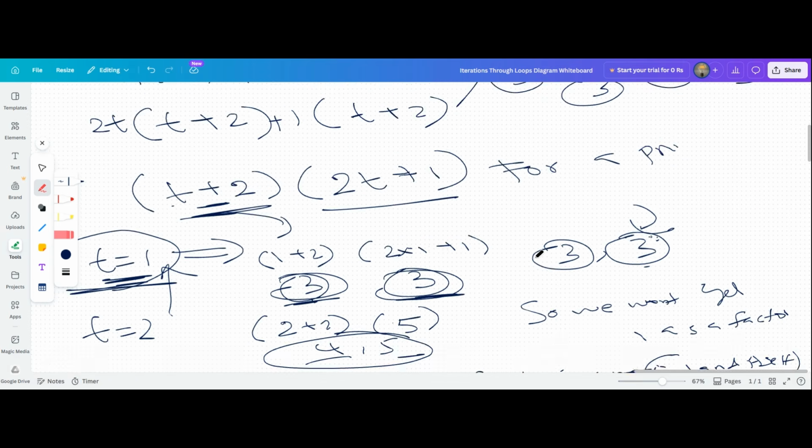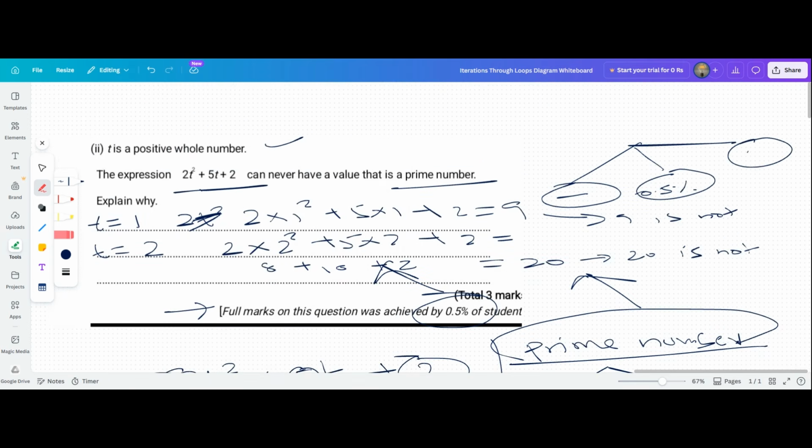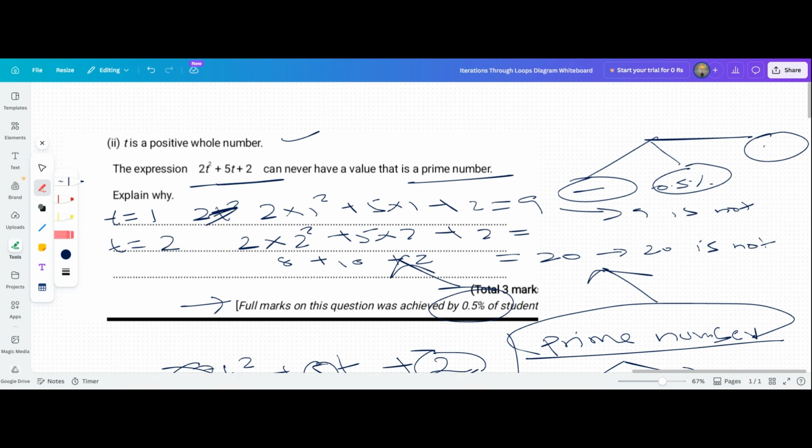So I think this is not a difficult question, but the students didn't get an idea of how to completely write the answer. It means they didn't understand what a prime number is. That is the first issue. Second, even though some know that a prime number has factors 1 and itself, they still didn't figure out how to solve it. Only 0.5% of the students were able to solve this. So it's a good question.